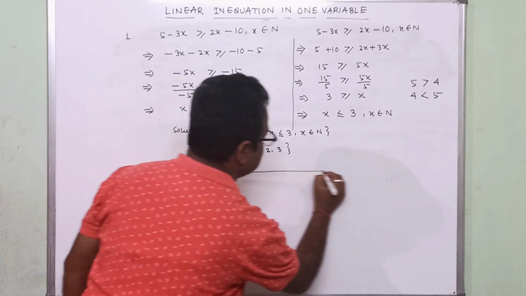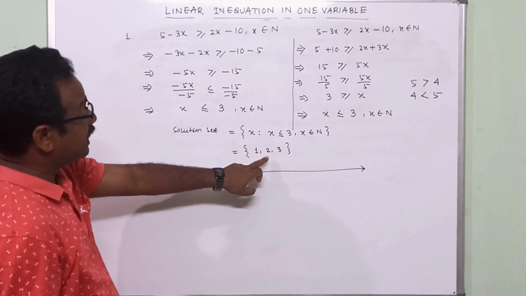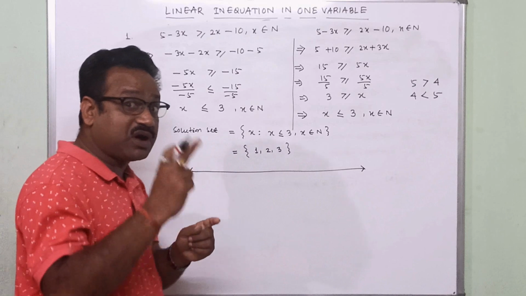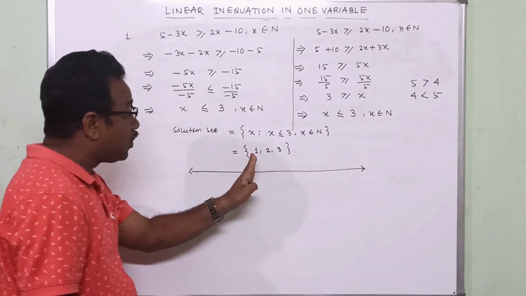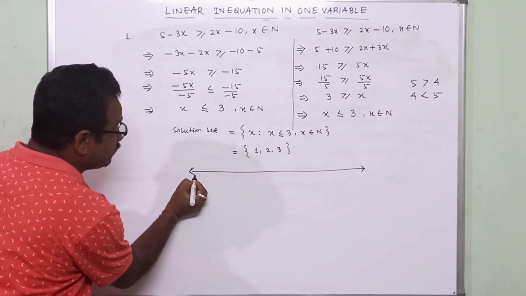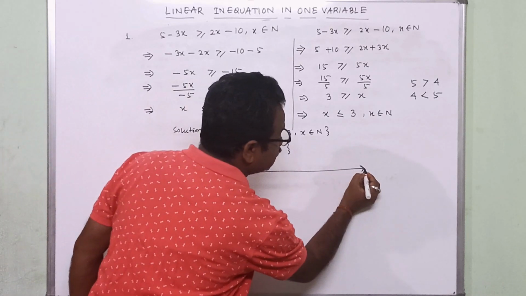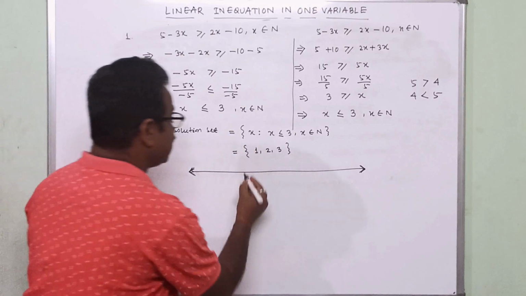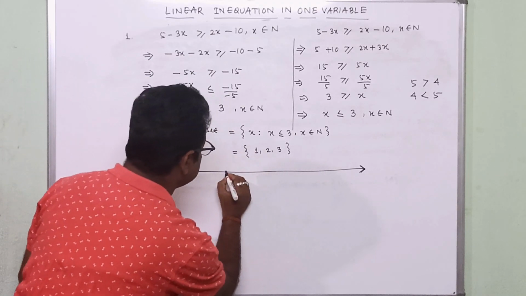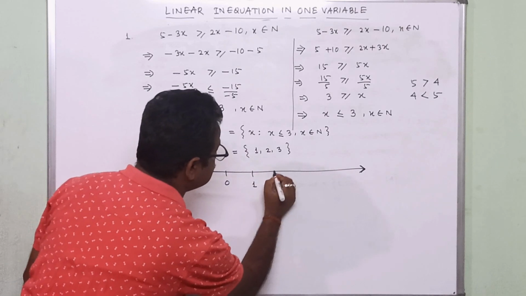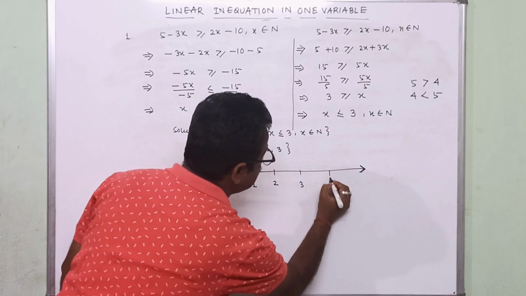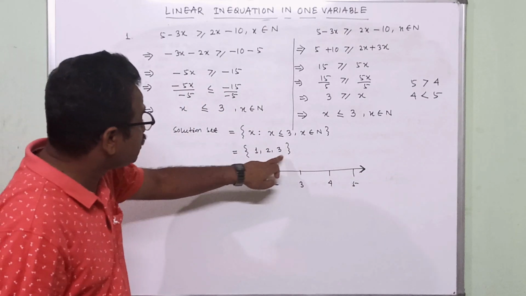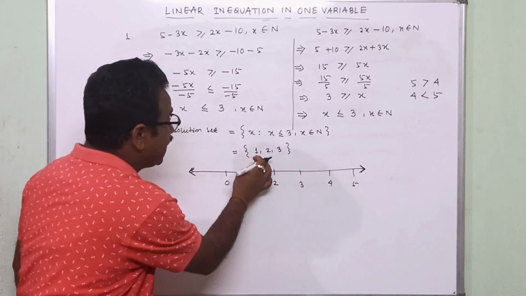At the time of graphing, remember: whatever the solution set is, you should write one number more to the right and one number more to the left, and you must give the arrow sign because that can be extended. The arrow sign must be there. Here I have written 1, so 0, 1, 2, 3, 4, 5. If you write more, there is no mistake. But for 1, 2, 3, 4 must be there and 0 must be there.